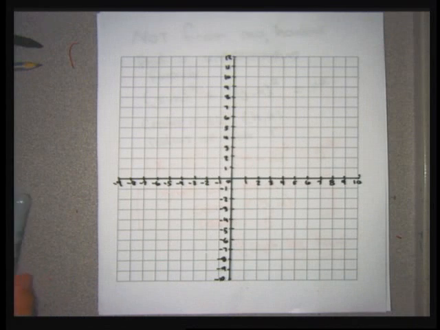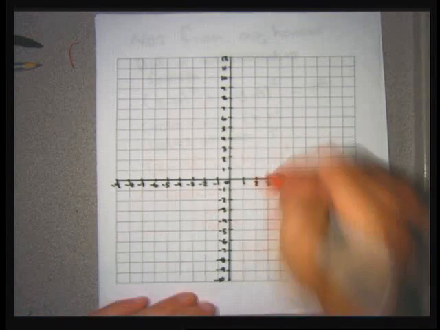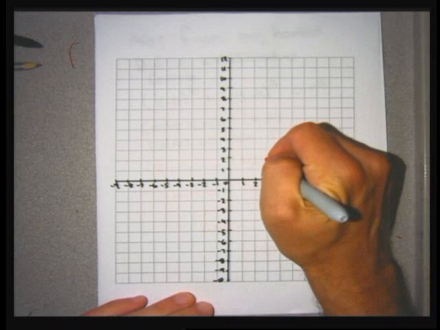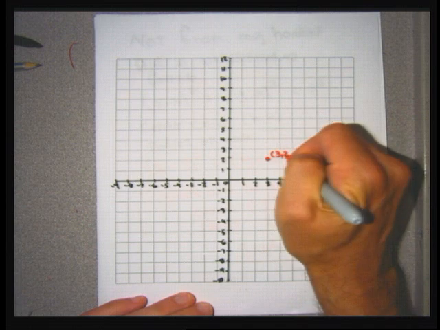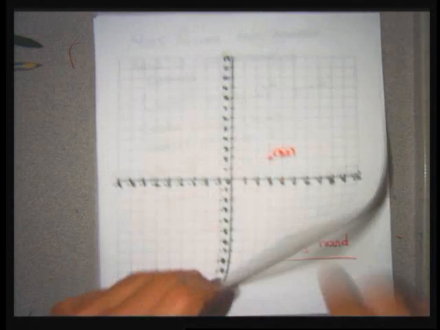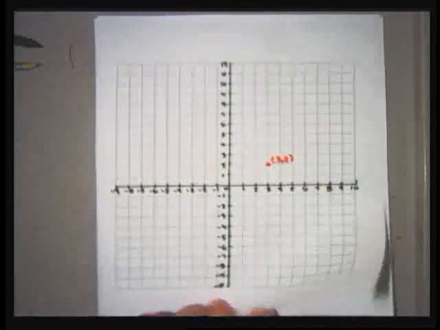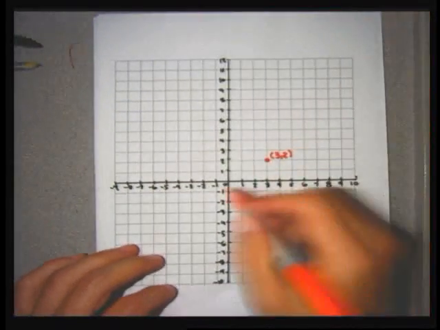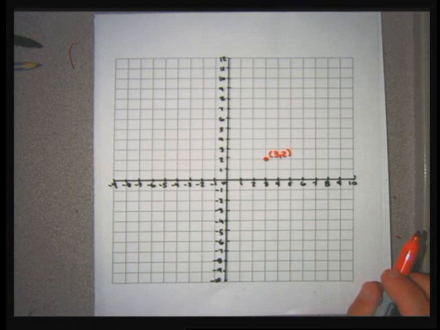I'm going to plot the point 3, 2, which is the center of the circle. So there's x equals 3, y equals 2. Here's the point 3, 2. And I say that the radius is 5. What it means for the radius to be 5 is that if I make a mark 5 units away from the center of the circle, I'm going to get to the edge of the circle.